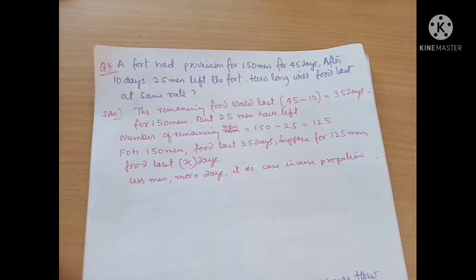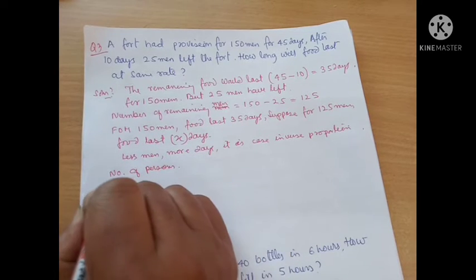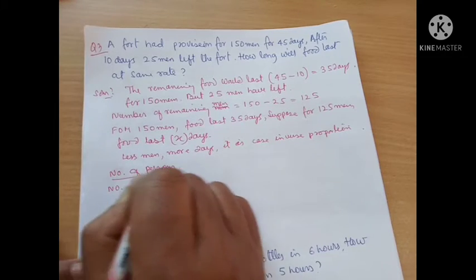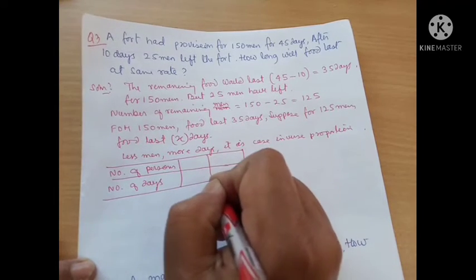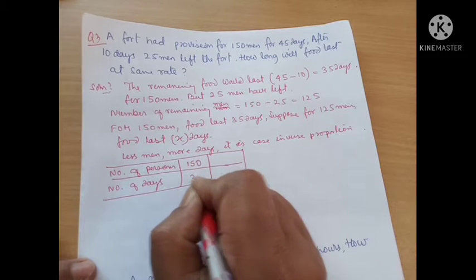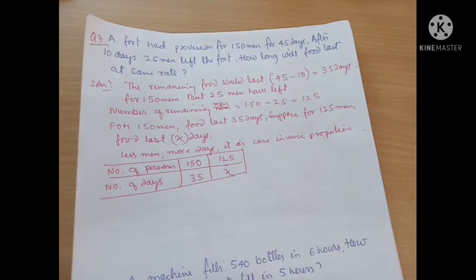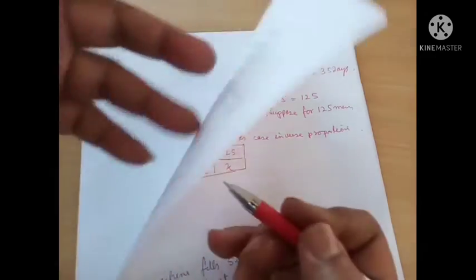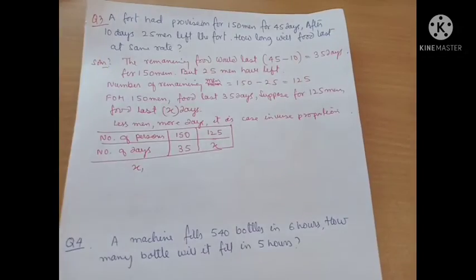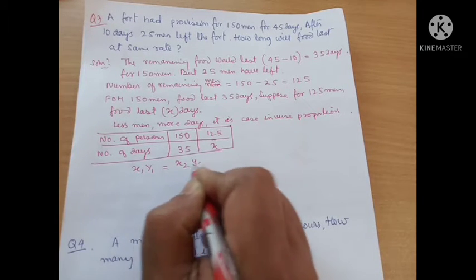Now we are going to construct one table here: the number of persons and the number of days. When 150 men, 35 days. When 125 men, x days. Now the same thing, we have to find out the value of x. Now we can recall the formula again: x1 into y1 is equal to x2 into y2.